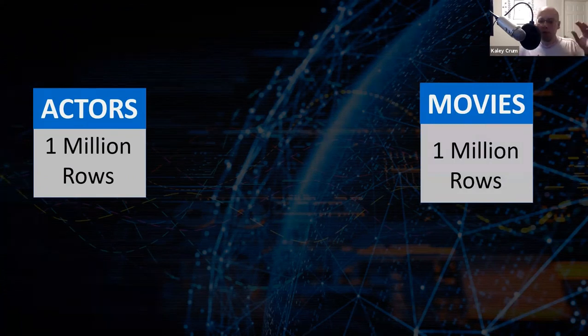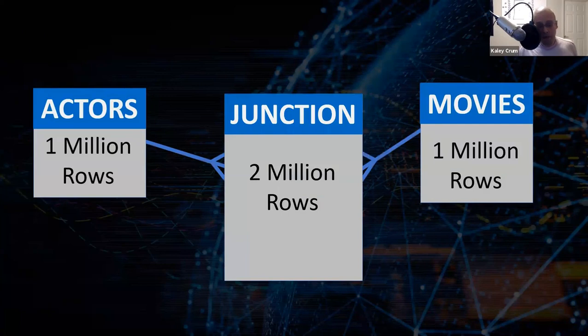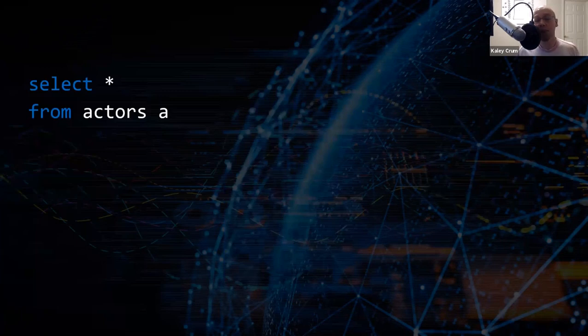Now, in order to represent the relationship that actors and movies have, see, an actor can be in multiple movies, and a movie can star multiple actors. So we would need a junction table between these two tables to represent our many-to-many relationship within our database. So the actors table has 1 million records, the movies table has 1 million records. Let's say that our junction table has 2 million records. So on average, every actor stars in 2 movies, and every movie stars approximately 2 actors. Let's write a query now.